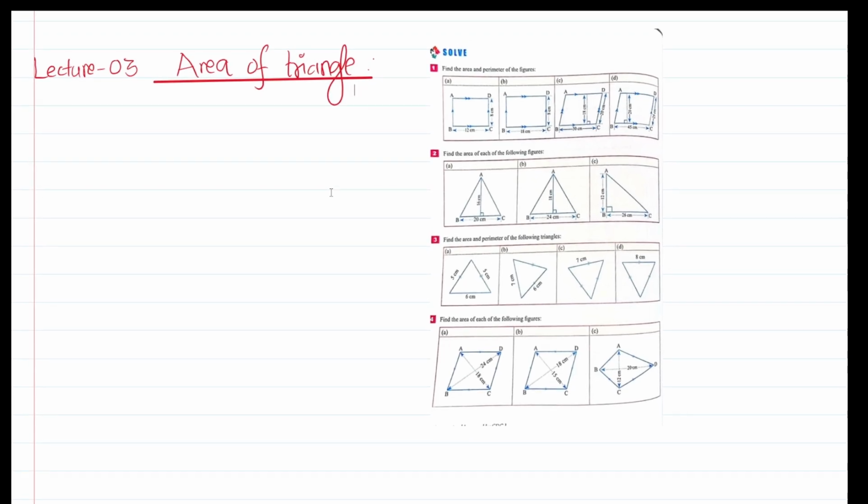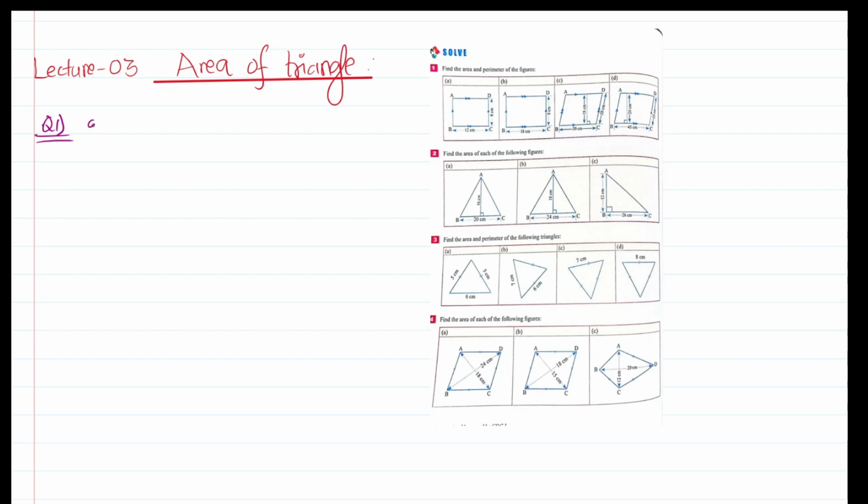In question number 1, in this figure, A and B are rectangles and C and D are parallelograms. We have not discussed how to find the area of parallelograms. It will be discussed in our next lecture, and we will solve only questions A and B because we know the formula to evaluate the area of rectangles, right?